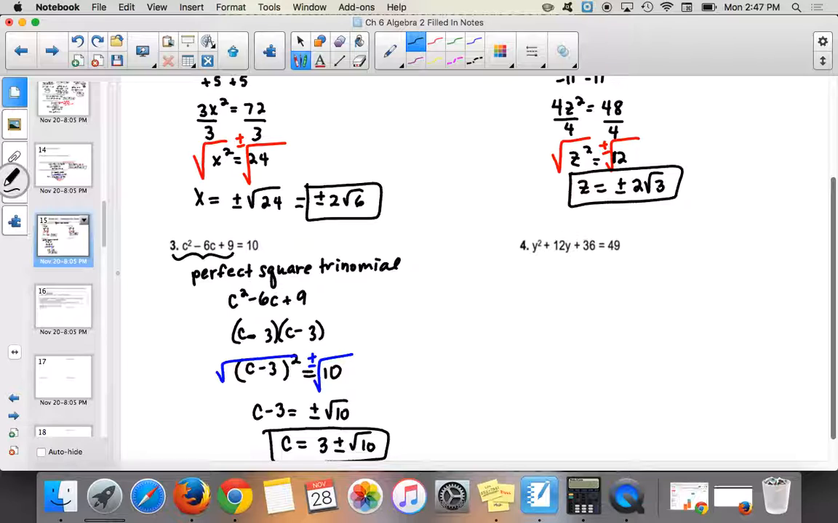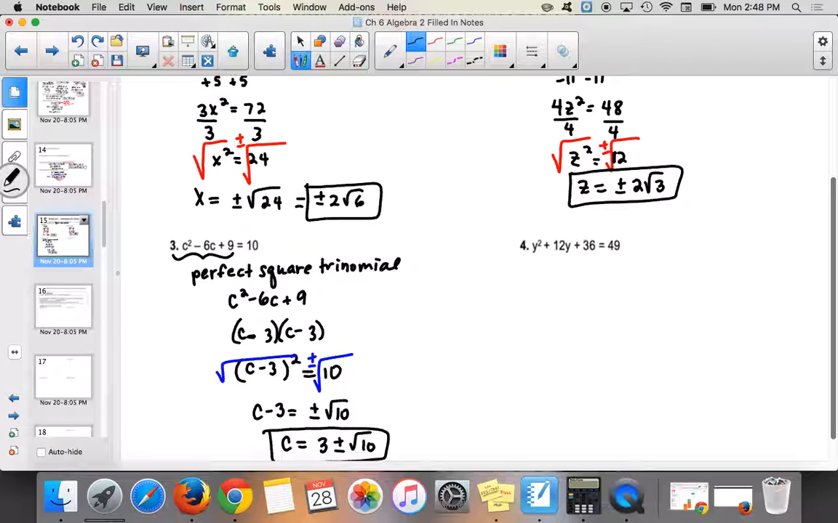So all of these so far have had 2 answers. The first one was 2 root 6, and then negative 2 root 6, positive 2 root 3, and negative 2 root 3. This one has 2 answers as well, 3 plus the square root of 10 and 3 minus the square root of 10. So you could find decimal approximations if you want to, but that's not the point of this. We're writing the exact answer.